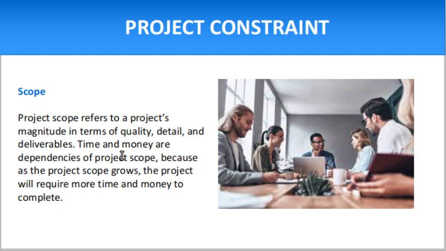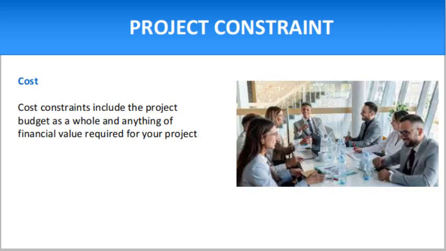So scope is the first constraint. Next is the cost. Cost is another constraint. Whenever we are implementing a project, there is some budget or cost allocated for the implementation, especially when we are implementing projects in a bank or any organization. There is a specific budget for the implementation which cannot be crossed. If you cross that budget, the project is going to fail.